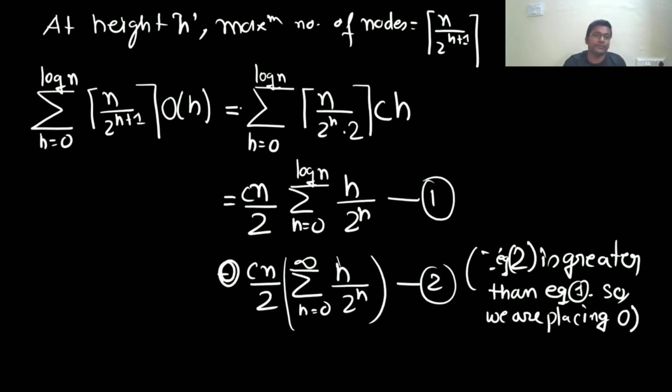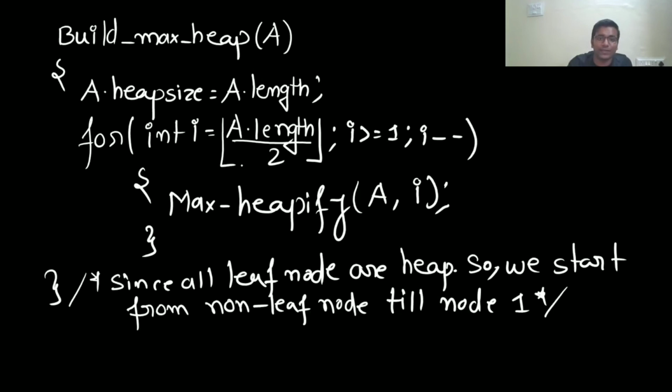Okay, see here. You know that at height h, the maximum number of nodes will be n by 2 to the power h plus 1. And here you are calling max heapify from n by 2 down to 1: first n by 2, then n by 2 minus 1, then n by 2 minus 2. So that's why the height is always going to be different.